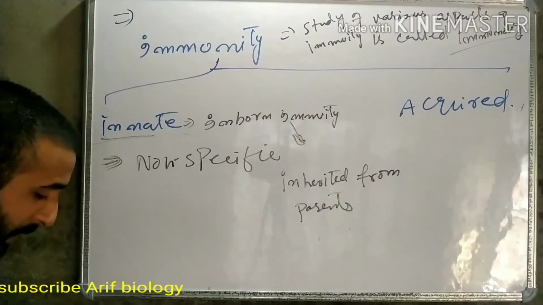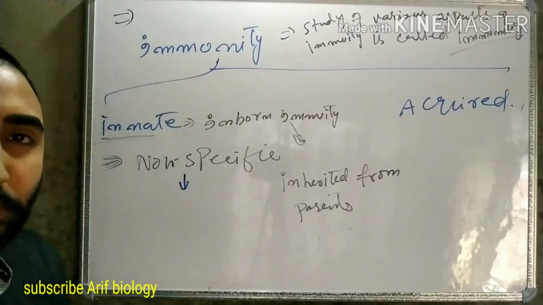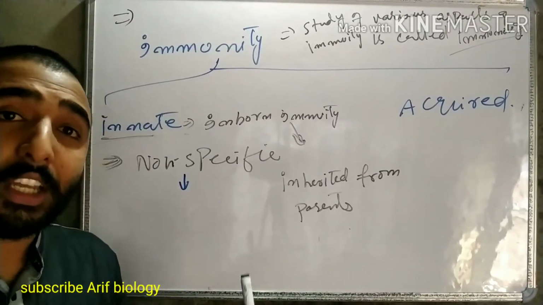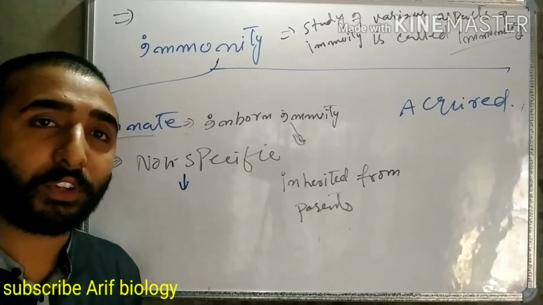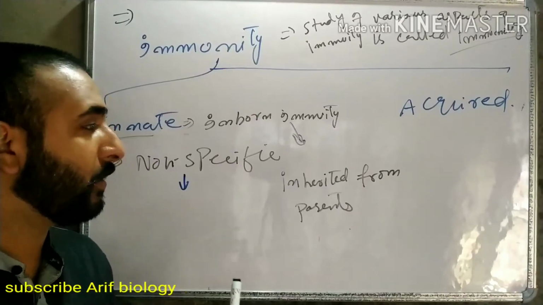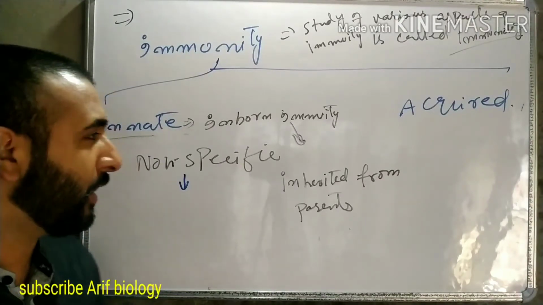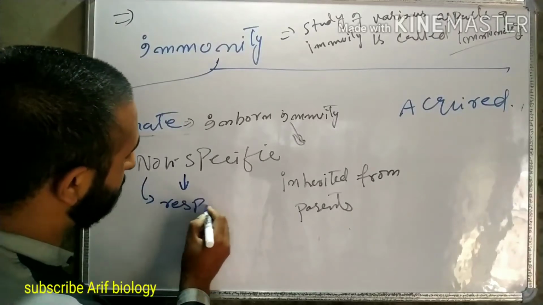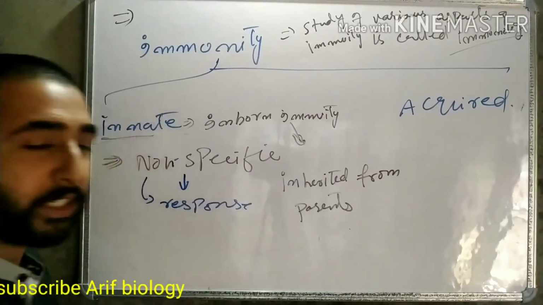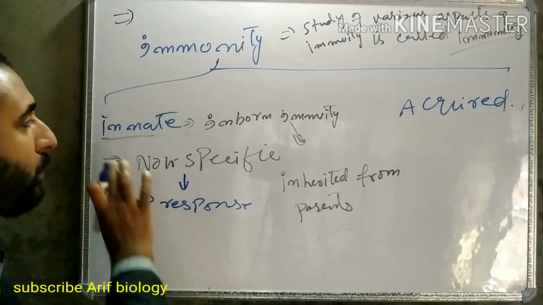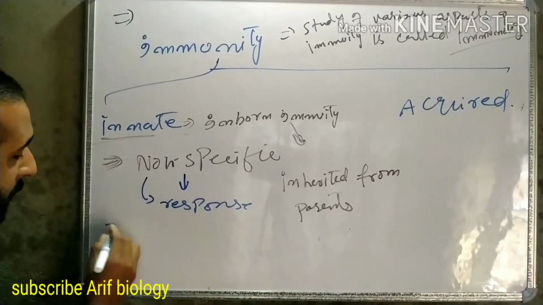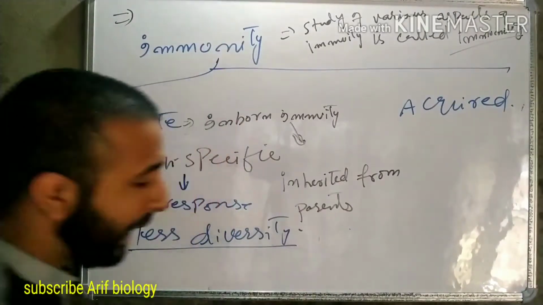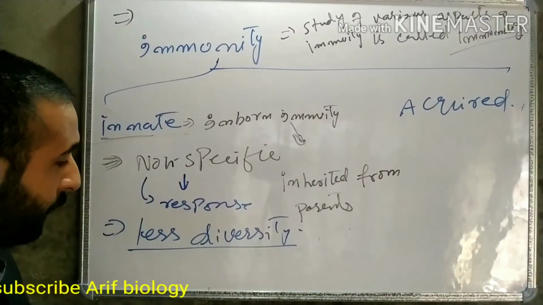Second is non-specific. Non-specific means this innate immunity does not want to know about the pathogen. ठीक है ना? Again I am telling you, this innate type of immunity does not want to know about the antigen, whether it is a virus, bacteria, fungi, etc. It only knows how to produce a response. It does not want to know the history of the pathogen. ठीक है ना? That's why it's called non-specific. Second, it's less diversity. Less diversity means these are produced in small quantities.